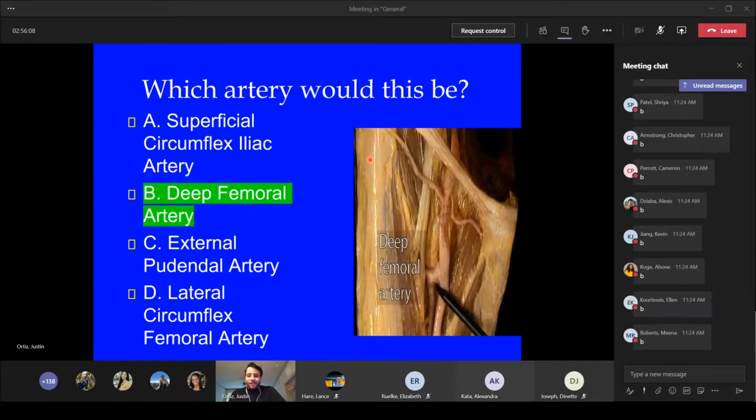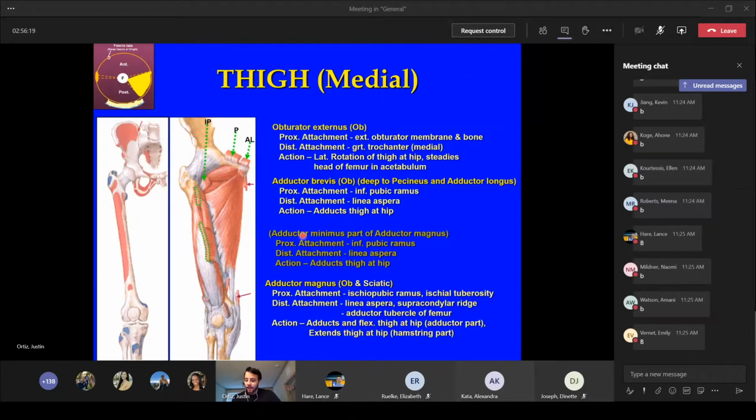All right. So yes, it's going to be your deep femoral artery. Yes, really good job. This is going to be your deep femoral artery, and this would be your femoral artery. All right, so really good job on that one. Okay, and then he breaks these down basically into their own components. You have obturator externus, adductor brevis, and then adductor magnus, right?